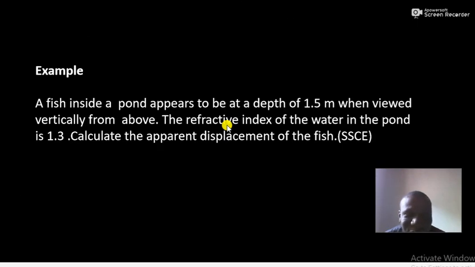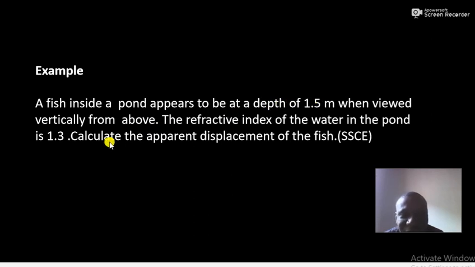Now, a fish inside a pond appears to be at a depth of 1.5 meters when viewed vertically from above. The refractive index of the water in the pond is 1.3. Take note of that. Calculate the apparent displacement of the fish. Take note of that. They did not say apparent depth, but apparent displacement. So you can see clearly in this example, the fish appears to be at a depth of 1.5. That appears means that's not the true depth, meaning that is the apparent depth. So bear in mind the apparent depth is 1.5.